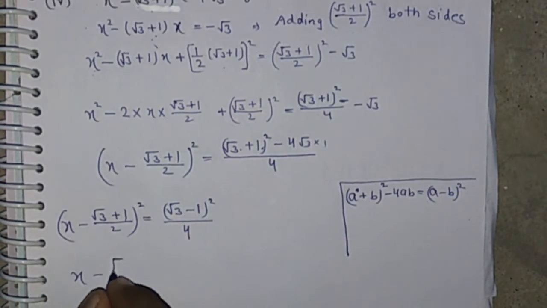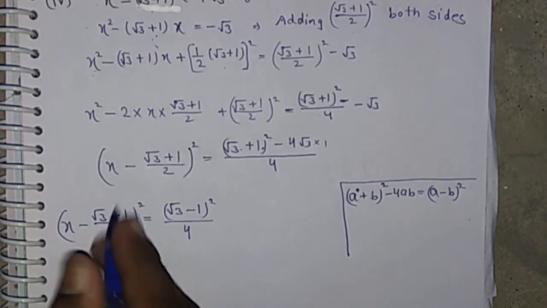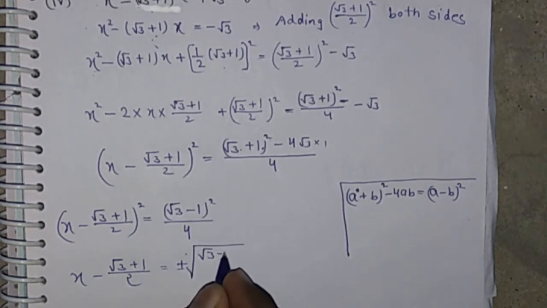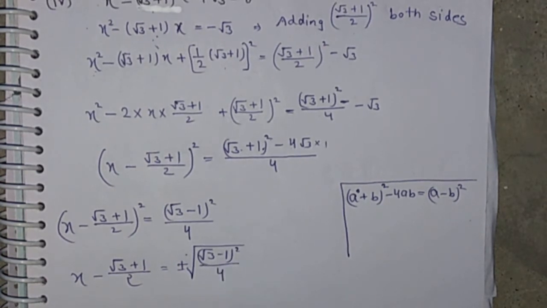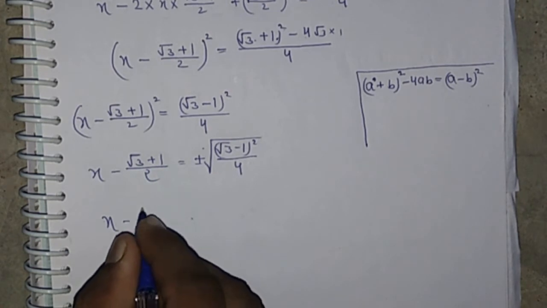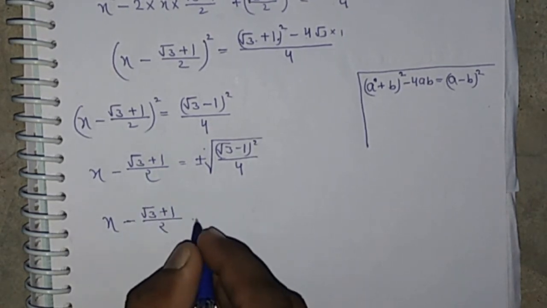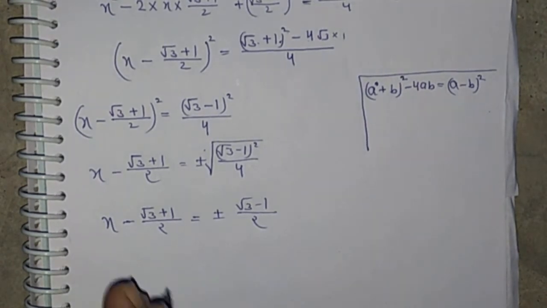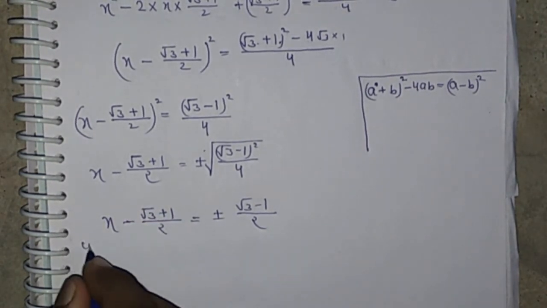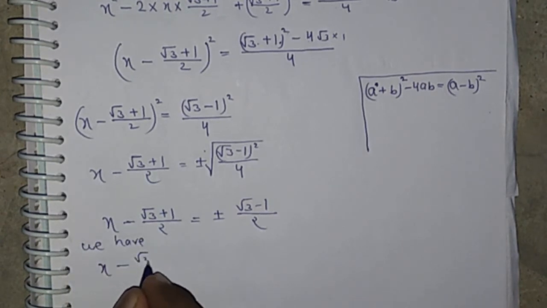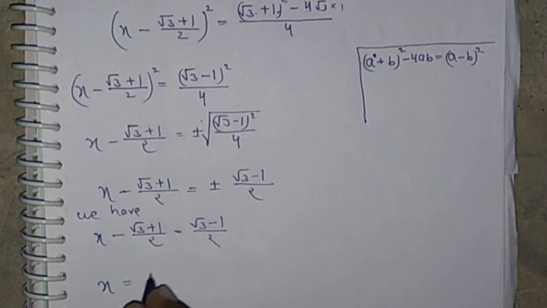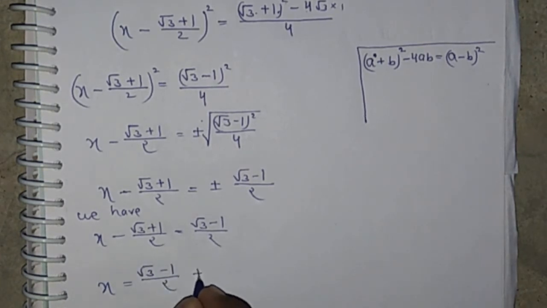Then x minus root 3 plus 1 by 2, shift the square to the RHS, we get the square root of root 3 minus 1 to the power 2 by 4. Then we have x minus root 3 plus 1 by 2 plus minus root 3 minus 1 by 2. Taking positive, we have x minus root 3 plus 1 by 2 equal to root 3 minus 1 by 2. Now x equals root 3 minus 1 by 2 plus root 3 plus 1 by 2.